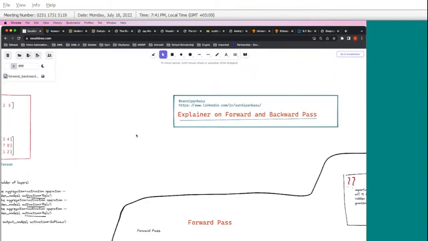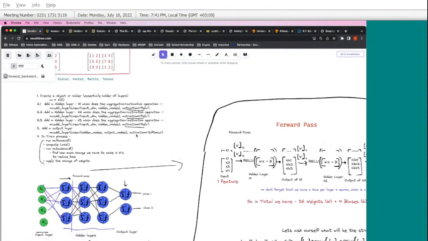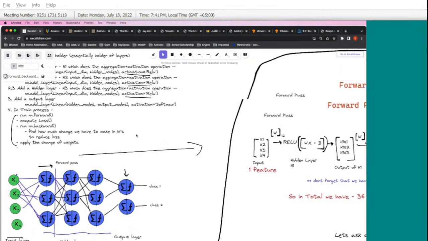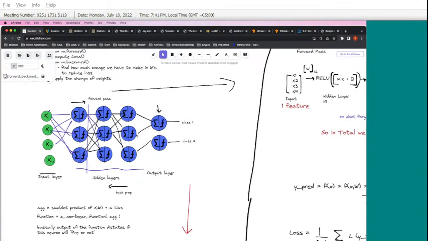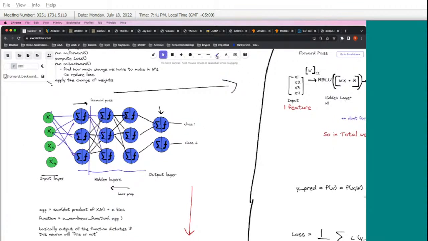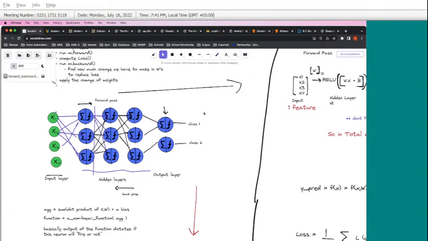So the same explainer. Remember, let's set our ground rules. What were our ground rules? Do we remember our sample neural network? We had four samples, x1, x2, x3, x4. Literally four samples, and how many layers are there? How many hidden layers does this network have? Three. How many output layers? One output layer.